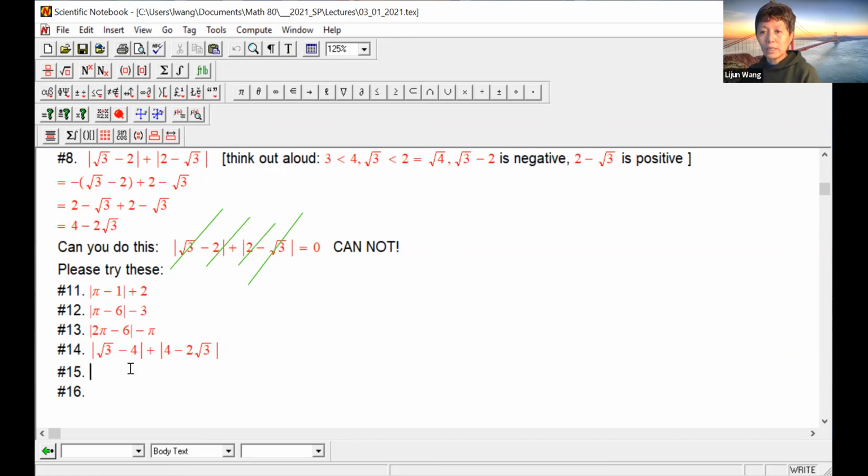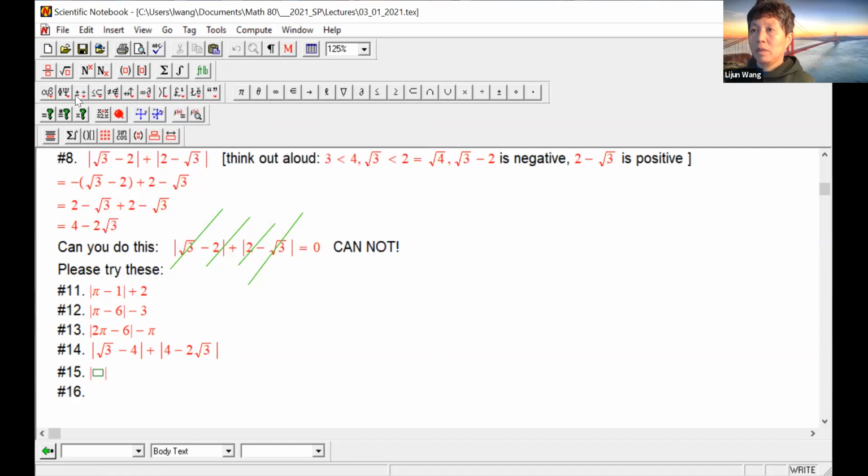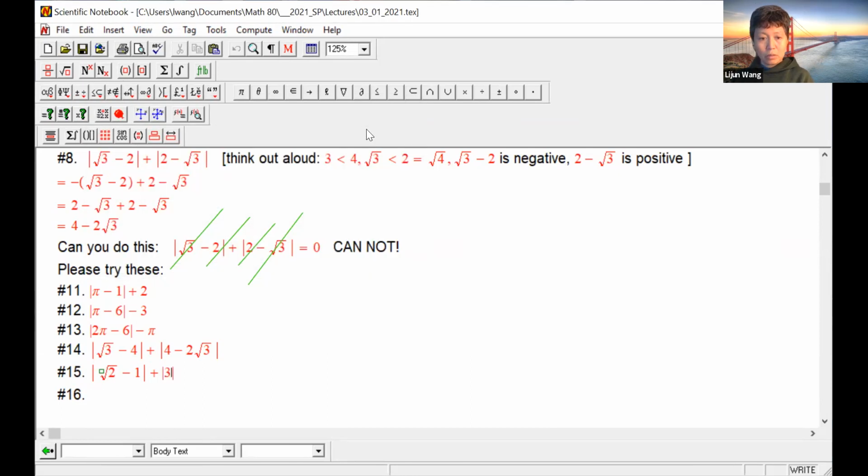All of these enhance our algebraic skill. So root 2 minus 1 plus 3 minus root 2.